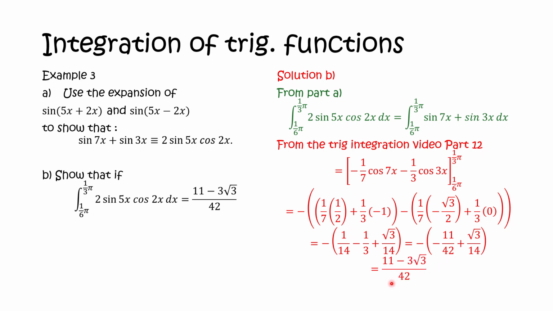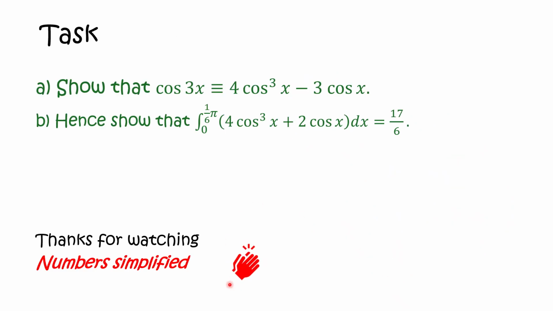And of course, taking in the negative sign, eventually we get to what we were given on the right hand side of the question. That is 11 minus 3 root 3 all over 42 as our answer. And that's how we show it.